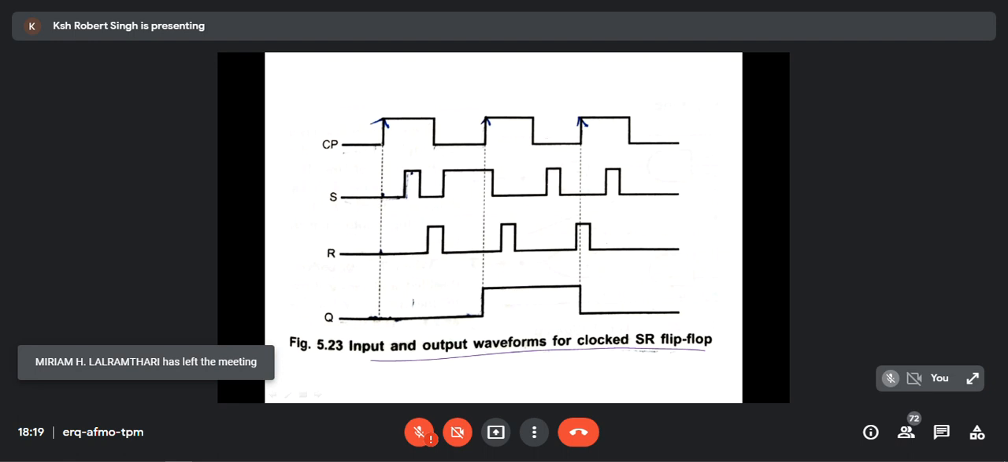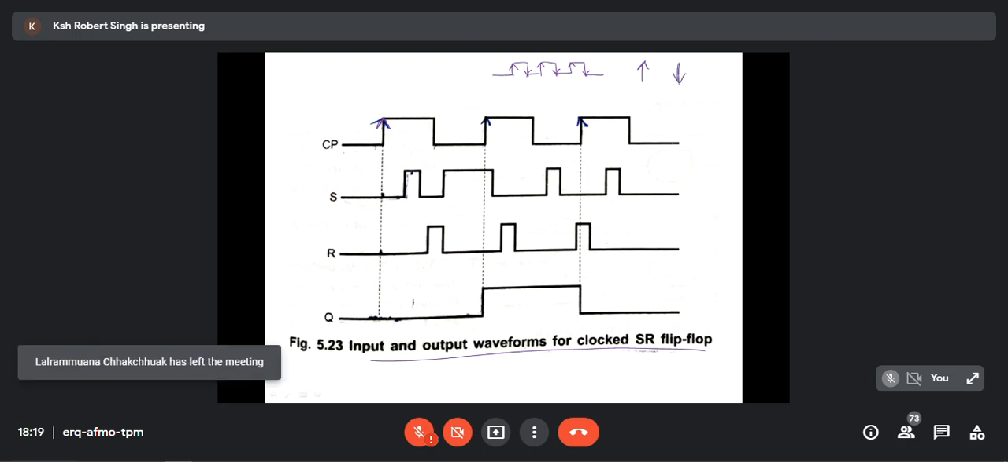Clock SR flip-flop. Okay. See, clock is going. This is positive edge, and coming down, this is negative edge. So you should know what is positive edge. Positive going, clock goes like this upwards, positive edge, and downwards, this is negative edge.